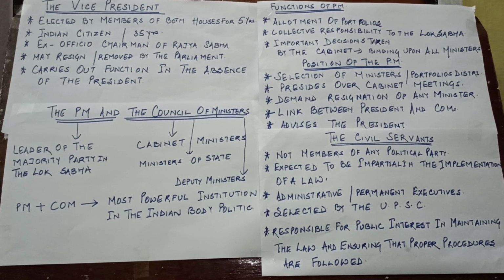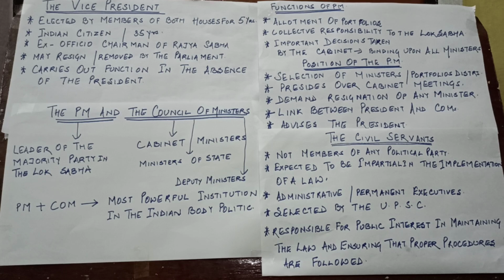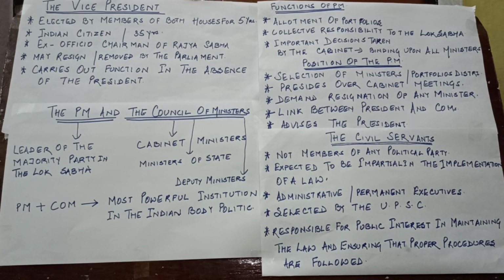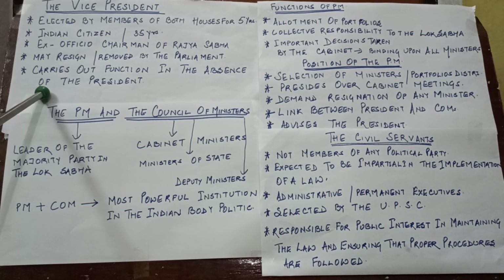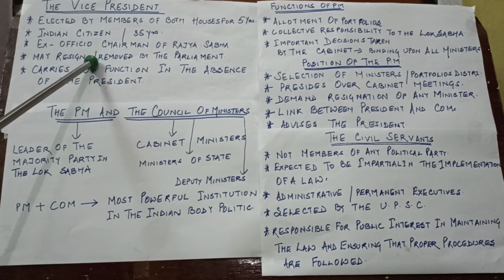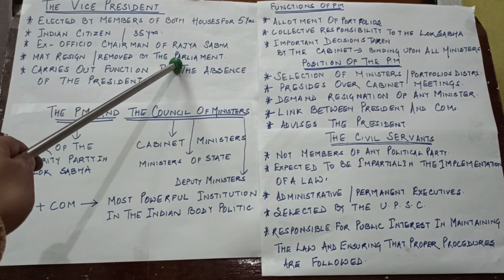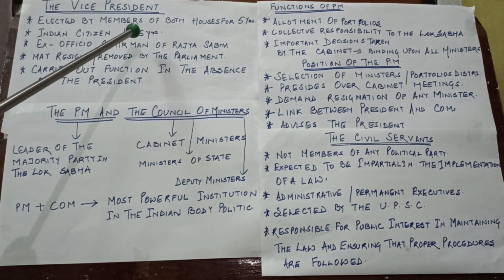The Vice President is also allowed to carry out functions in the absence of the President. If the President dies or resigns or is removed from his office, then the Vice President carries out the functions in the absence of the President. He may resign or he can be removed by the Parliament through a 2/3 majority in both the houses of the Parliament. This is called the process of impeachment.